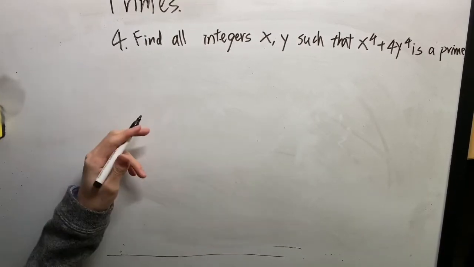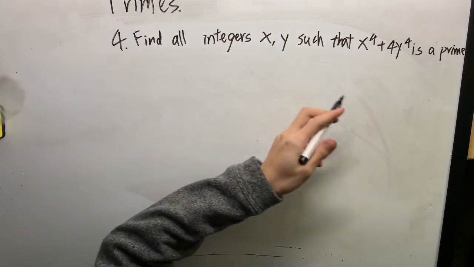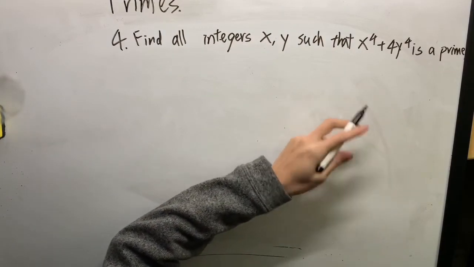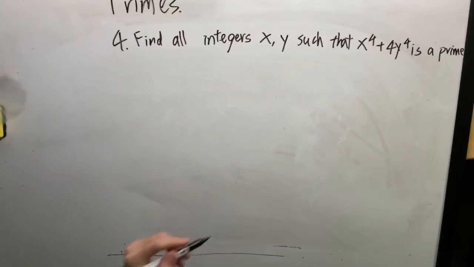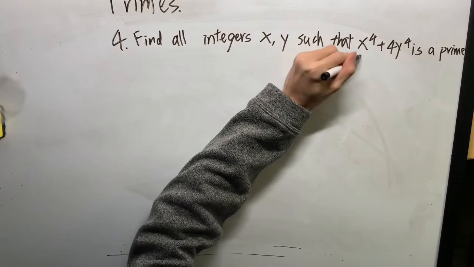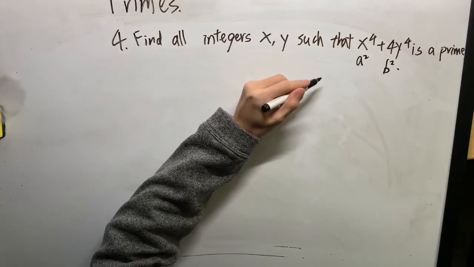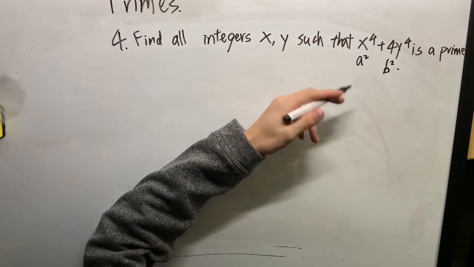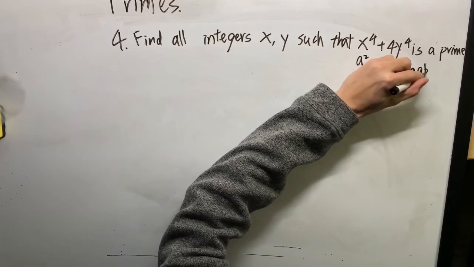Now let's look at the next question. Find all integers x and y such that x to the fourth plus 4 times y to the fourth is a prime. So let's first try to expand that, because we see this is a form of a squared and this is a form of b squared. In order to simplify that, we can add 2ab and minus 2ab.